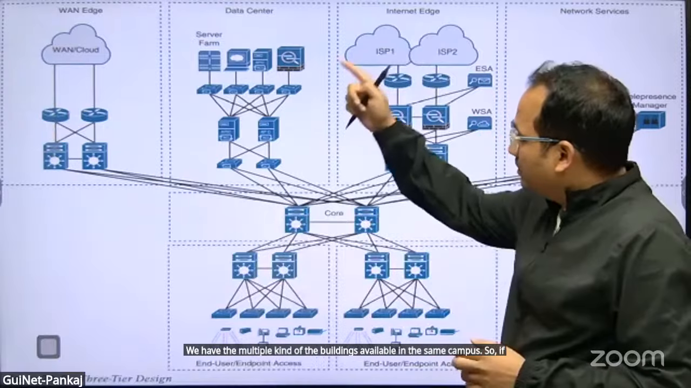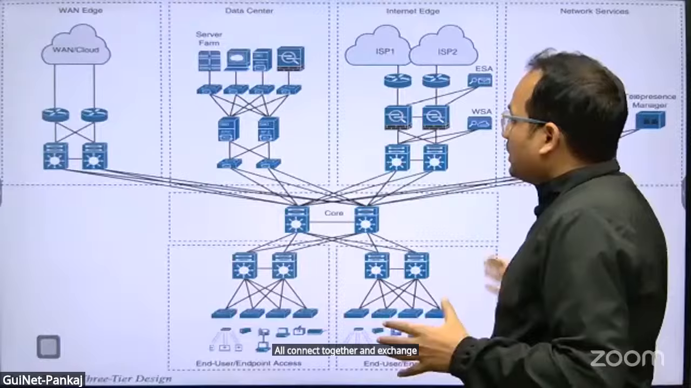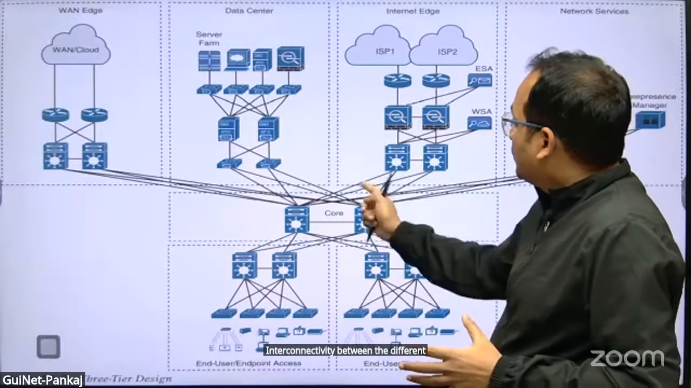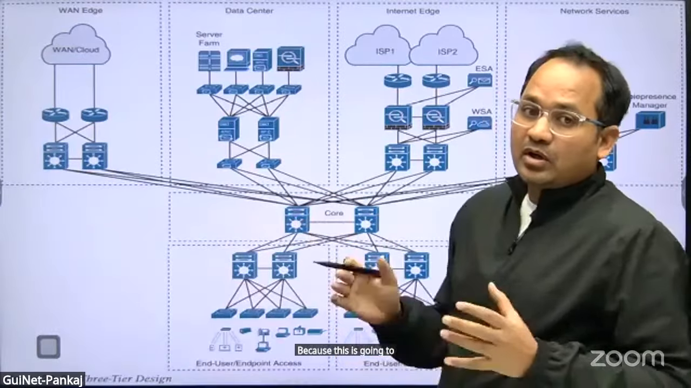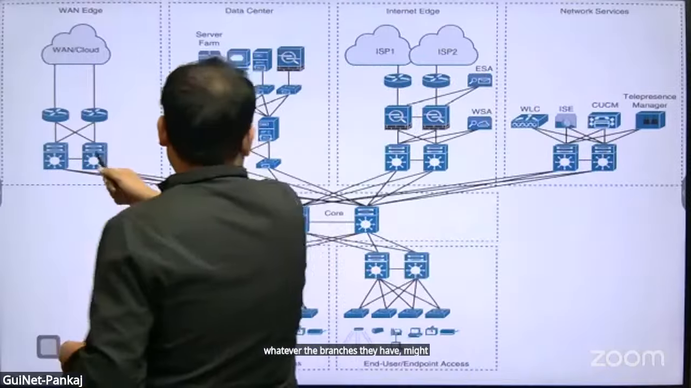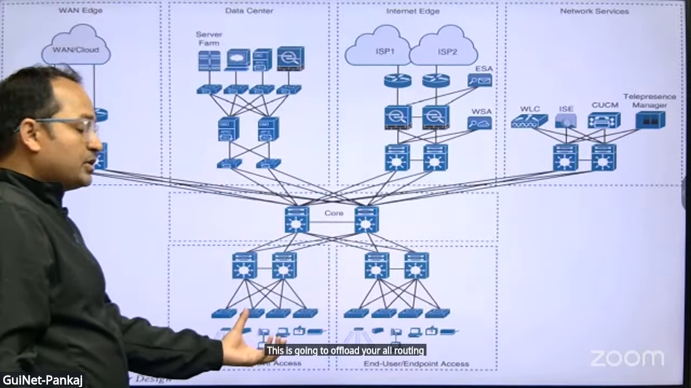So if I want to connect them all together and exchange routing through the interconnectivity between the different segments, then the core layer is going to be mandatory, because it aggregates all your connectivity. Whatever branches they have, they might be coming from the WAN edge going to the core layer. This is going to offload all your routing information to the distribution layer.